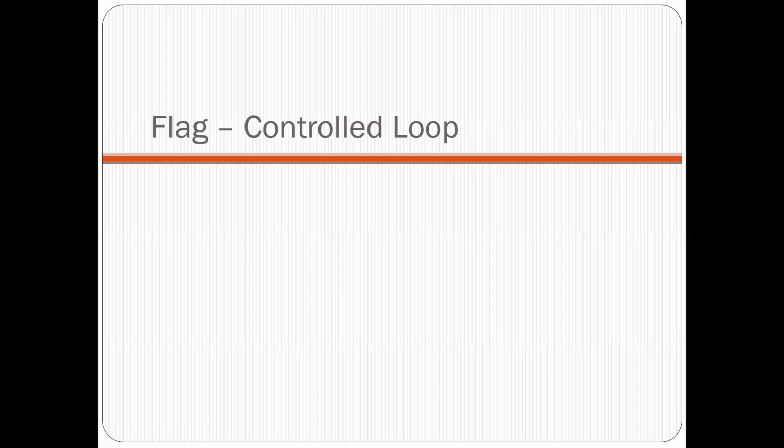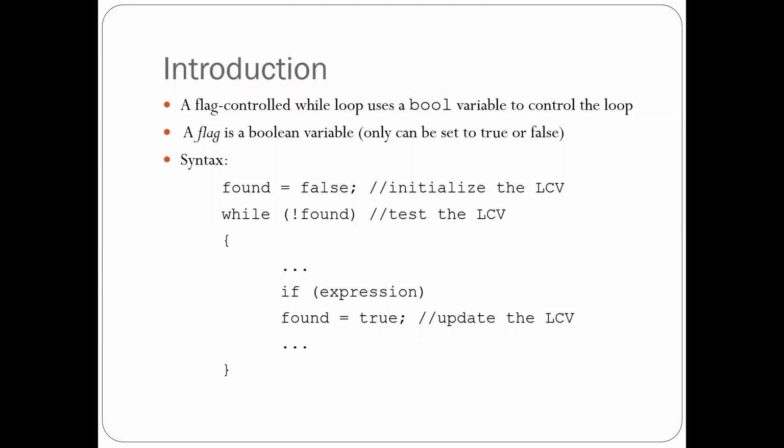So we have the counter control loop. The meaning of the counter control loop is we know exactly how many times we want to repeat the process. However, for the sentinel, we don't know; it's based on the user. So what is the flag control loop? A flag control while loop uses a bool variable to control the loop. When we talk about bool, the value that the system knows is true or false. A flag is a boolean variable that can only be set to true or false.